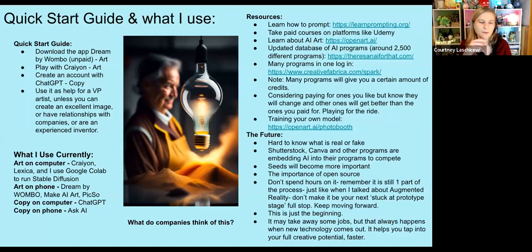And then a couple other things in relation to the future. This is my prediction. I think it's going to be hard to know what is real and what is fake. There are programs out there that are already starting to pop up where you can put in images and the program will tell you if it was AI generated or not. Shutterstock and Canva and other programs are now embedding AI because it's open source. Companies can just take it and utilize it. They're now embedded into their programs, like Canva and Shutterstock are already doing.